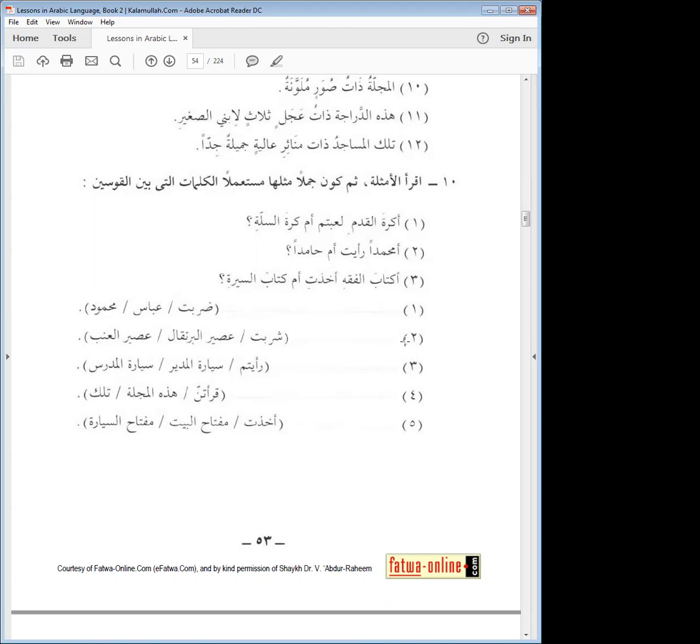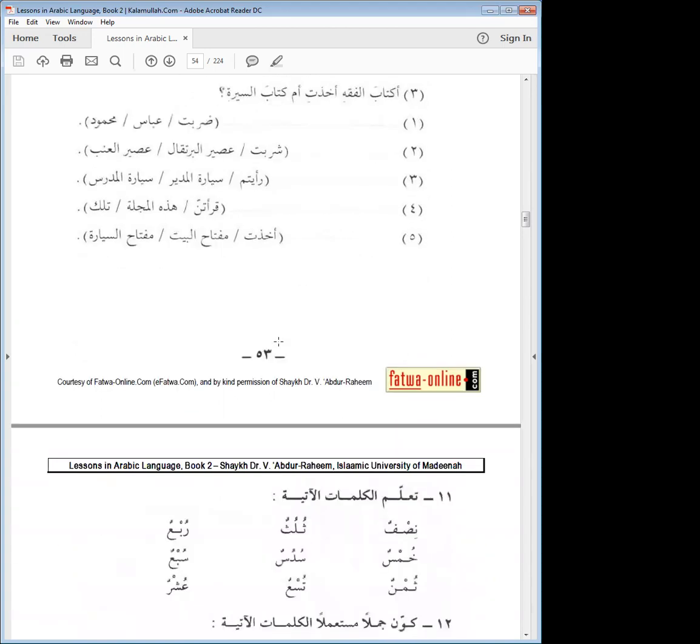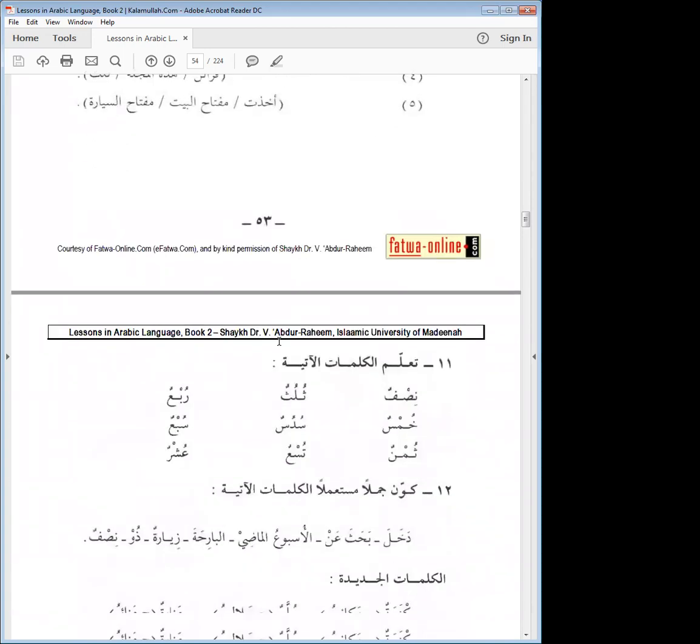A-asir al-burtuqali, burtuqala, a-asir al-burtuqali shariba am asir al-inab, right? Is it orange juice you drank or grape juice, right? So this is a straightforward construct here. Is it this or that, all right? Any questions with respect to that?